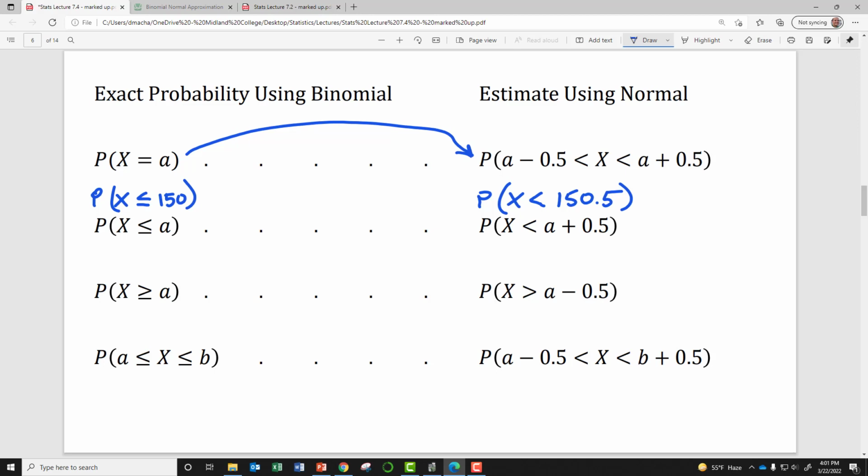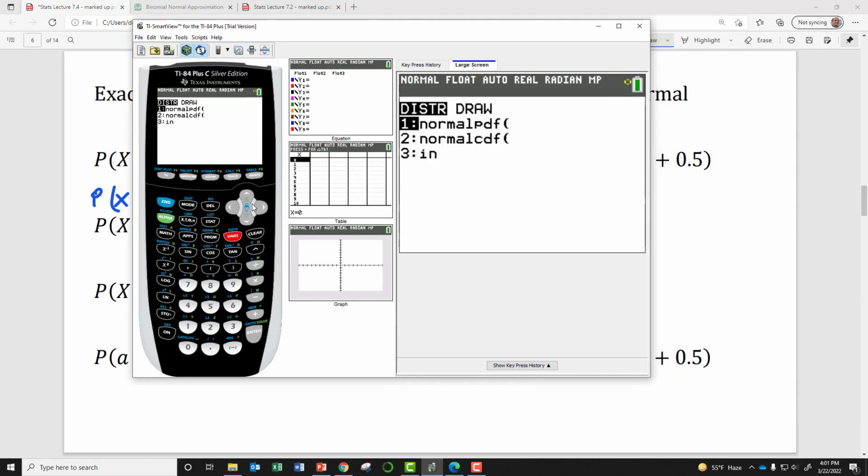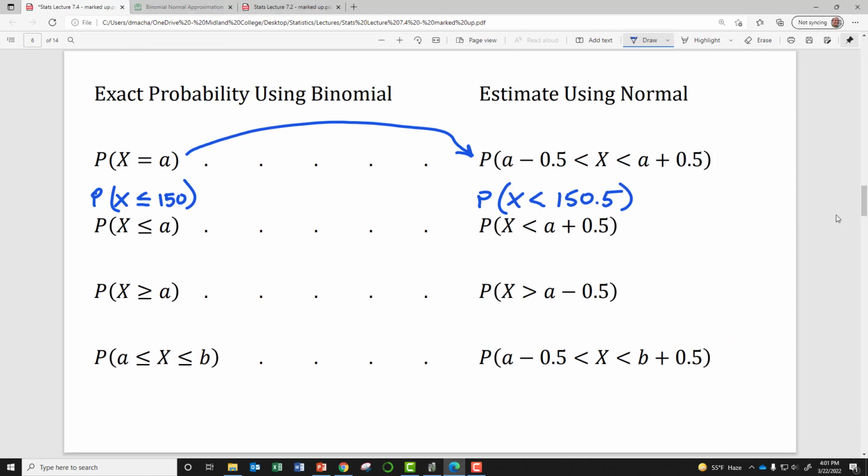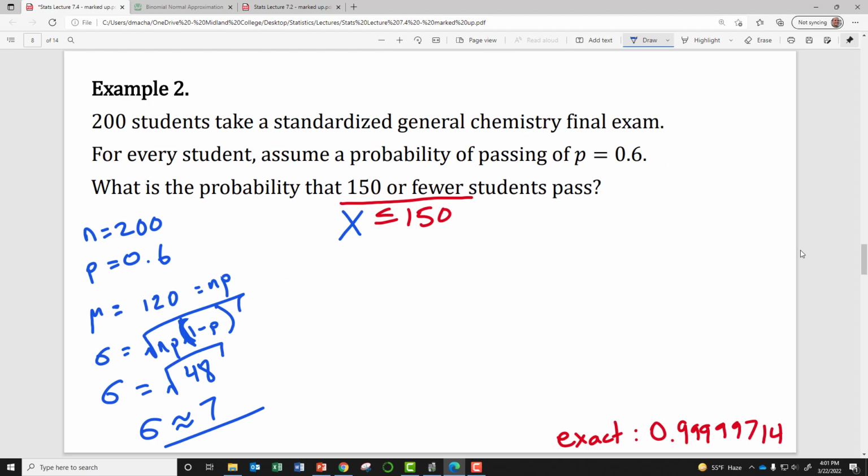And to do so, let's get the calculator. We do second VARS. We're going to use the normal CDF this time, because I'm using the normal approximation. Now my upper bound is 150.5. My mean, I think, was 120. My standard deviation was about 7. So pasting that in there, and again, I get a number that's very, very close to 1. And it's not perfect. It's not just like the number above it, but it's pretty close. It didn't give me anything really bad for my approximation, right? That's 0.9999341.